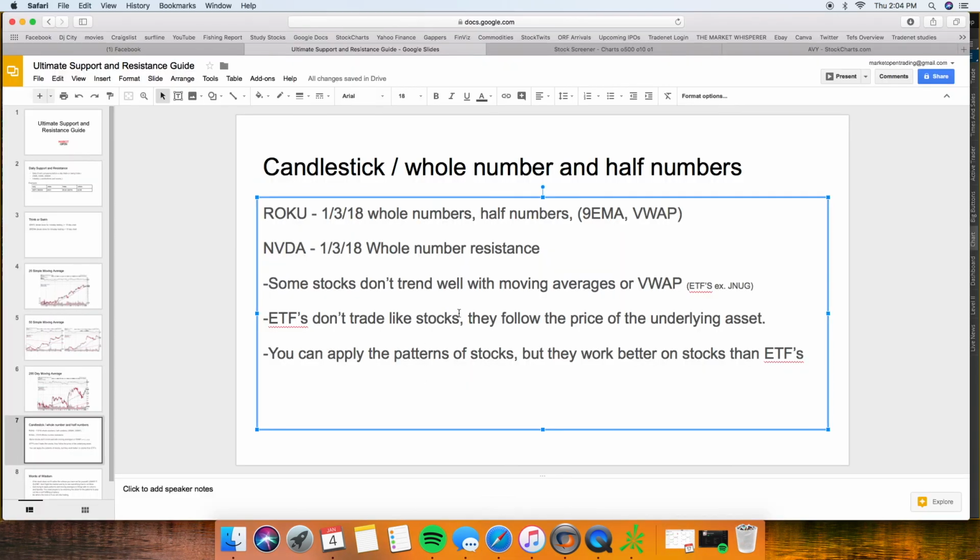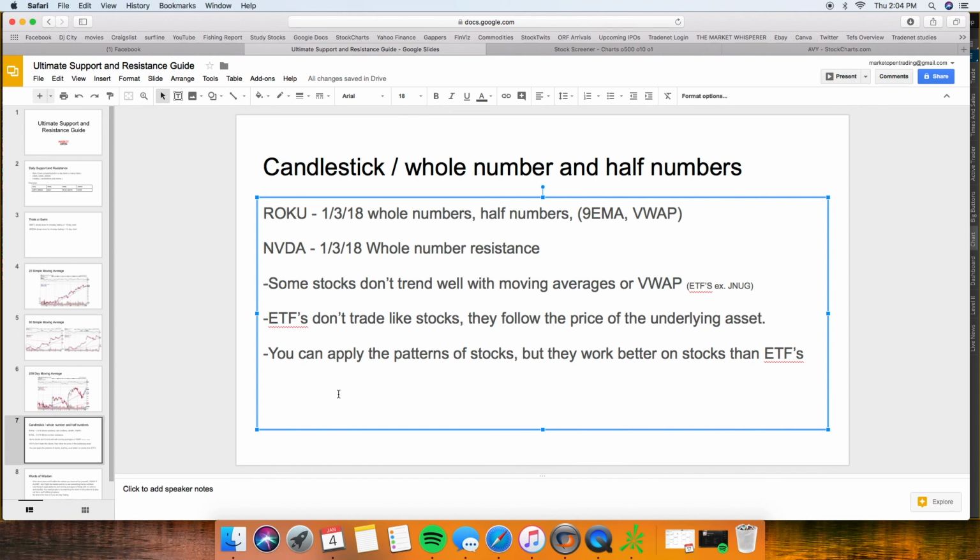I believe the next thing was, also I wanted to talk about ETFs. So ETFs don't trade like stocks. They follow the price of the underlying asset. For example, JNUG. JNUG does not trade like a regular stock.